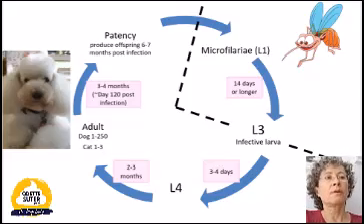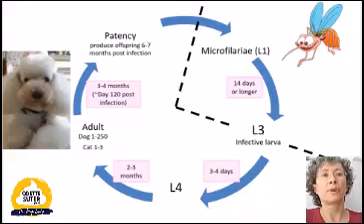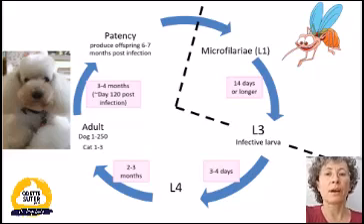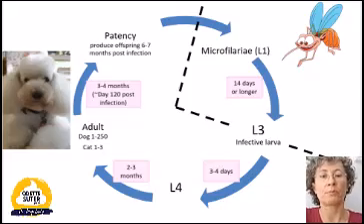So it takes about 14 days or longer for the mosquitoes to have the infective larvae, and it takes about 3 to 4 months post-infection in the dog for the adult heartworms to show up, and it takes another couple of months or so for them to actually start to produce offspring. So basically what that means is that it takes about 6 to 7 months until we have microfilaria being produced, more babies being produced. I hope that makes sense.